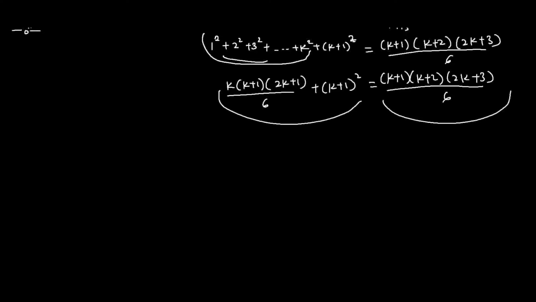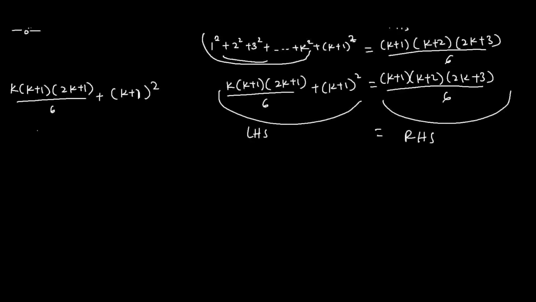So I'm going to prove that the value on the left hand side equals the value on the right hand side. Let's consider the value on the left hand side, which is k multiply with k plus 1 multiply with 2k plus 1 divided by 6, plus k plus 1 squared.